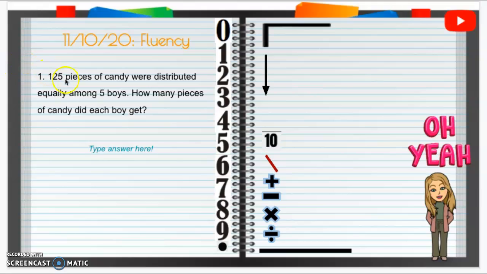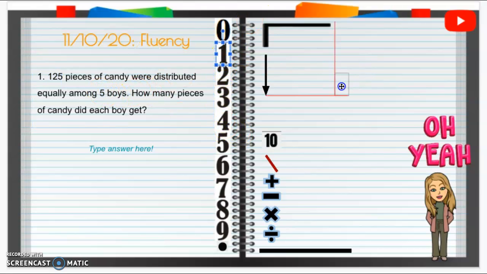All right, so if we have 125 pieces and we're distributing it to 5 boys, so we're dividing it by 5 boys. So how many pieces did we get? Well, this looks like a case for dividing. So we're going to do 125 divided by 5.